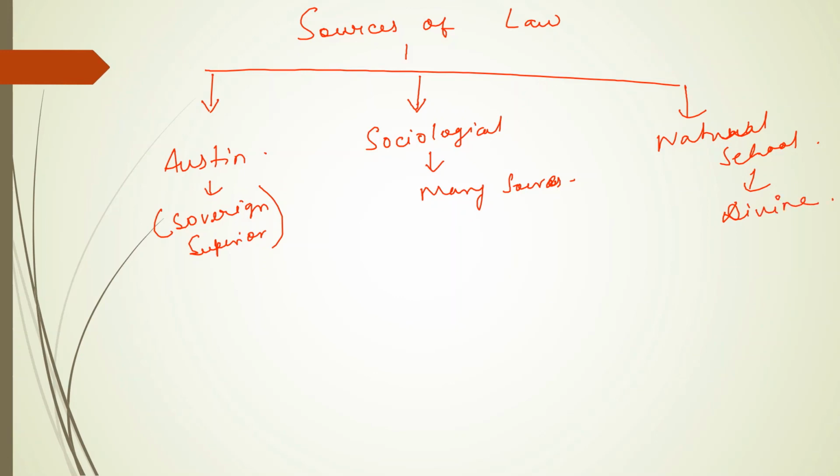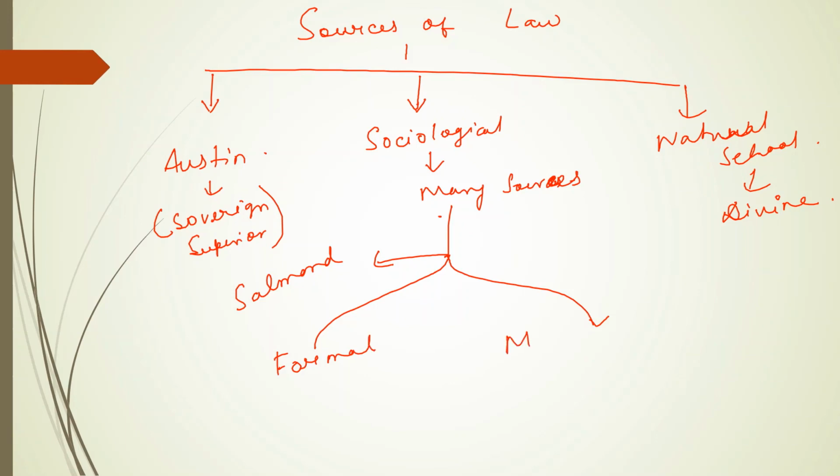So let us discuss the sociological way, that means in terms of morals or ethics. There are many sources. Here Salmond explained in a sociological way. He said, as per the sociological way, the sources of law are of two types. One is formal, the other is material. Formal means it is very formal and official, that means it is done as per the wish of the state.